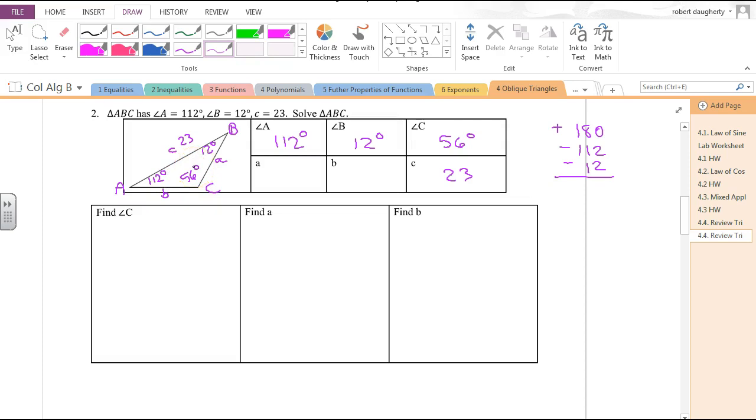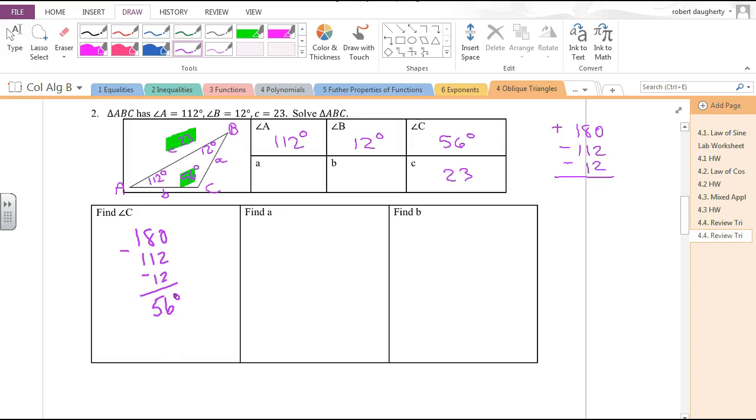And now what can I use? I can use the law of sines, because this is the opposite side and its angle. So I can use the law of sines to solve for each of the sides. Angle C I just solved for. That was right here, when I did 180 minus 112 minus 12 equals 56 degrees.